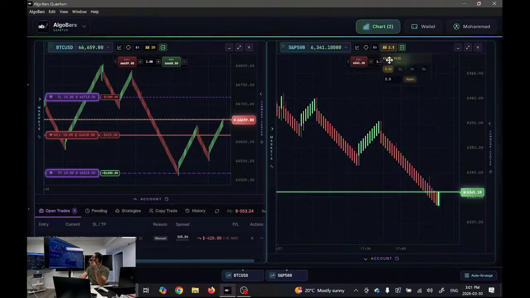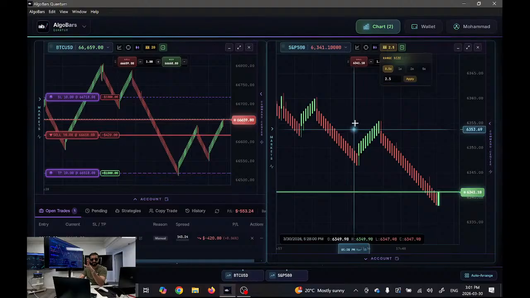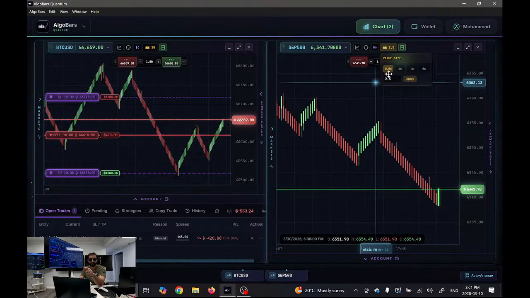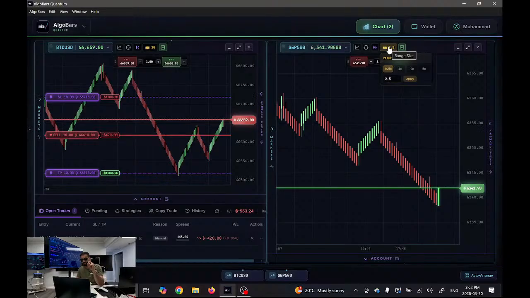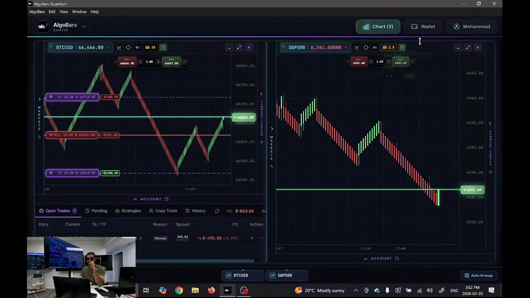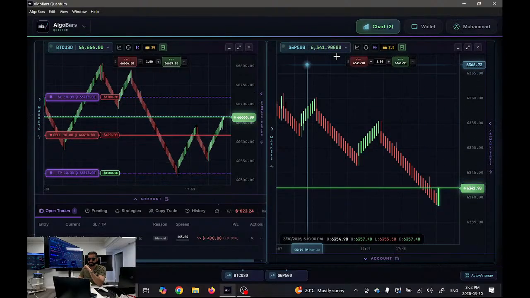What I would do is a half range size. The half range size works a lot better on S&P 500. Okay, so do that. So yeah, Wetzer, if you click the yellow button, you can change the range size. Okay, so do that, and then there's S&P 500.